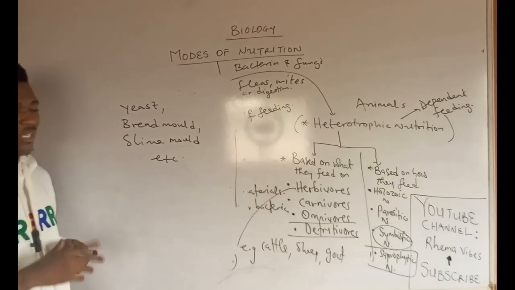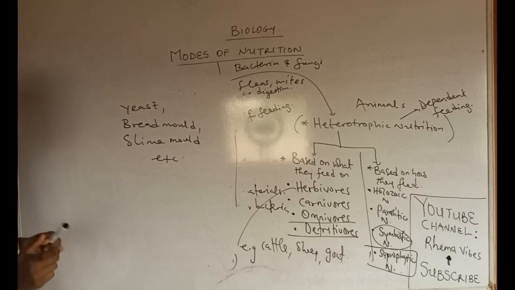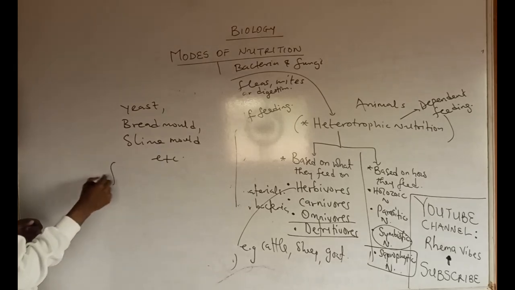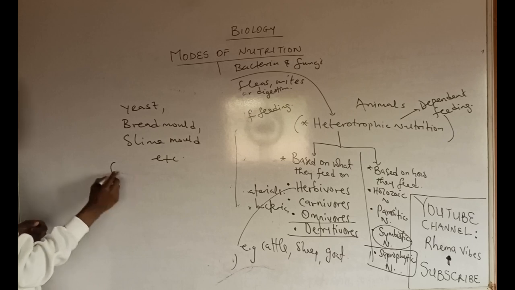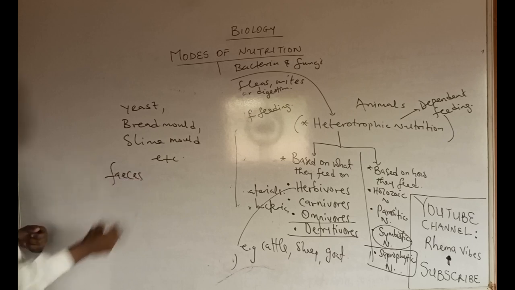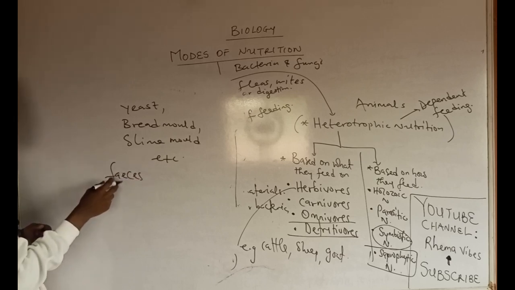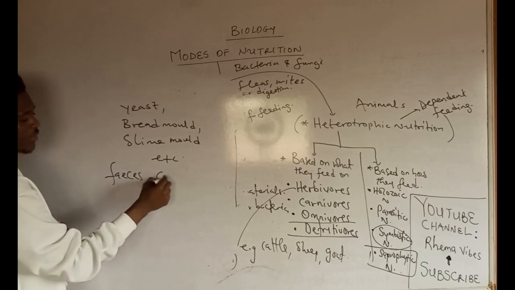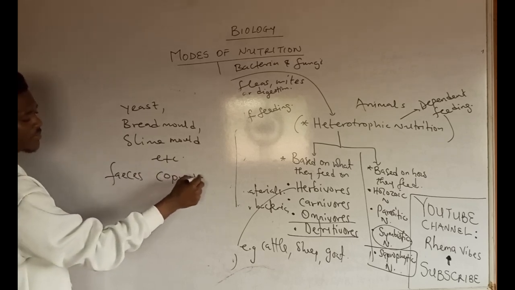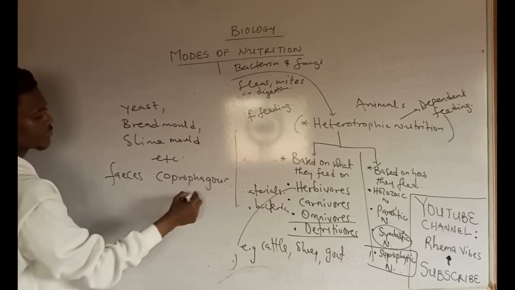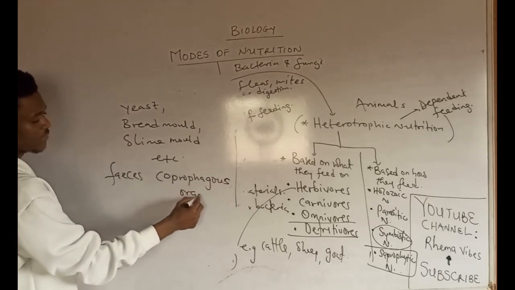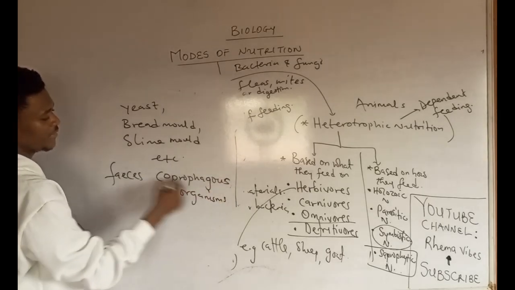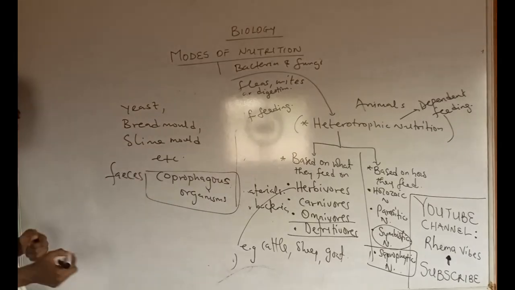Then, don't forget this. This one is still very important. They are organisms that basically feed on their feces, their excreta, their dung. Those organisms that feed on their feces are called coprophagous organisms. Coprophagous organisms feed on their feces.